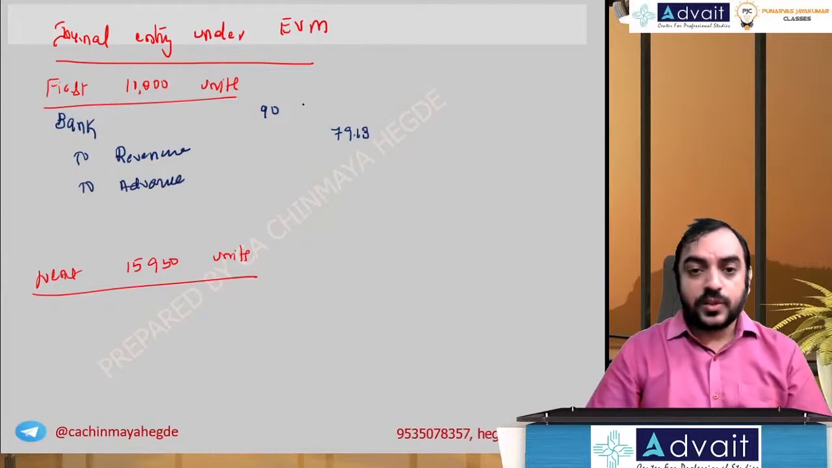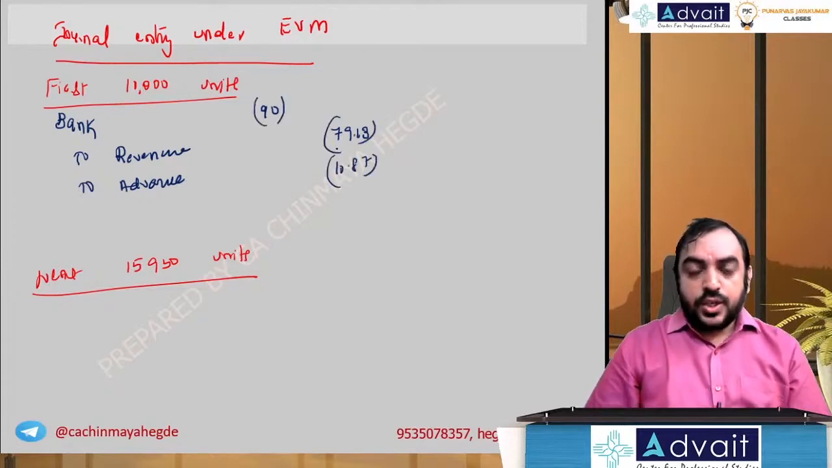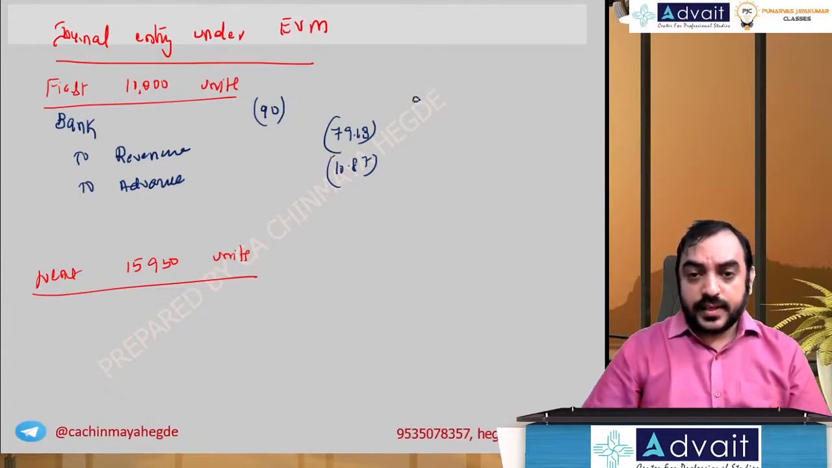I am taking it as advance. Multiplied by 10,000 units remaining. So 90 minus 79.13, 10.87. This is just within the brackets for your reference. So when you multiply it by 10,000, you get 9 lakh. This is 7 lakh 91,300 and 108,700.